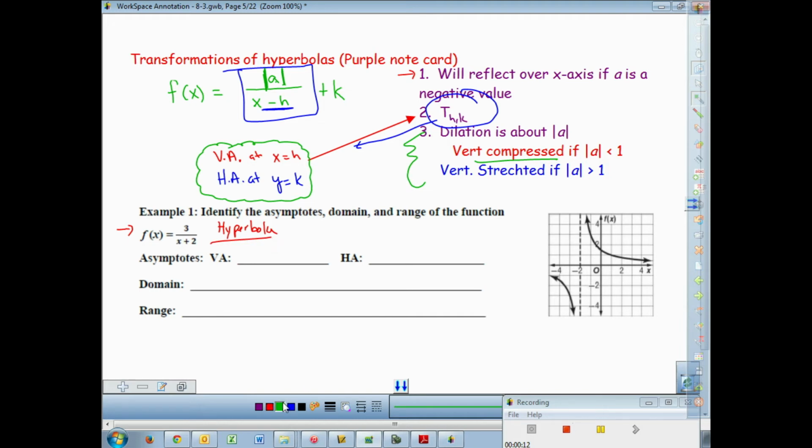Let's do the purple note card. Step 1. Did it get reflected over the x-axis? Yes or no? We're looking right here, correct? That's our a value. It didn't happen, so we'll put ourselves a little dash.